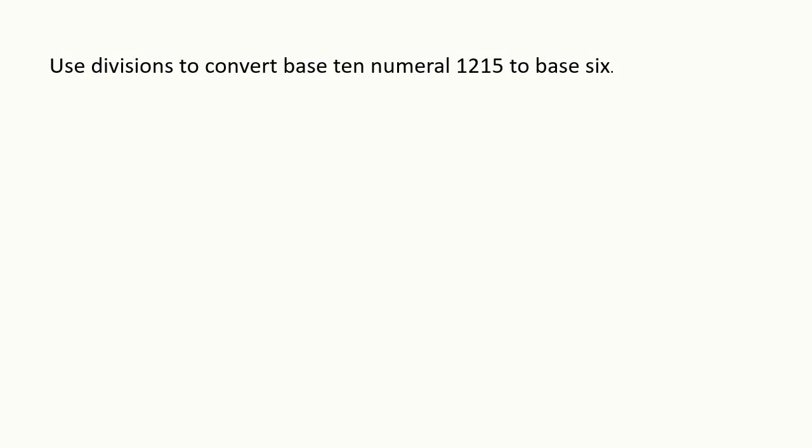Use divisions to convert base 10 numeral 1215 to base 6. To begin this, we're going to look at the base 6 number system and identify the first place value column that's larger than 1215. I'm going to start with 6 to the 0. This is the ones place. 6 to the 1, this is the 6th place. 6 to the second, this is the 36th place. 6 to the third is the 216th place value.